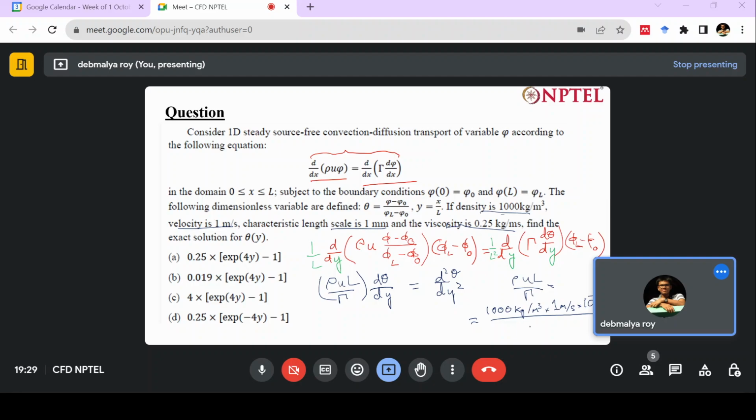Let's finish doing this. You get 1 hour 0.25, nothing but 4. So all the units are getting cancelled, and here the remaining is 4. So what will be the answer? So 4 d theta dy is equal to d square theta dy square. So what does this imply? If I integrate it once, what will I get?